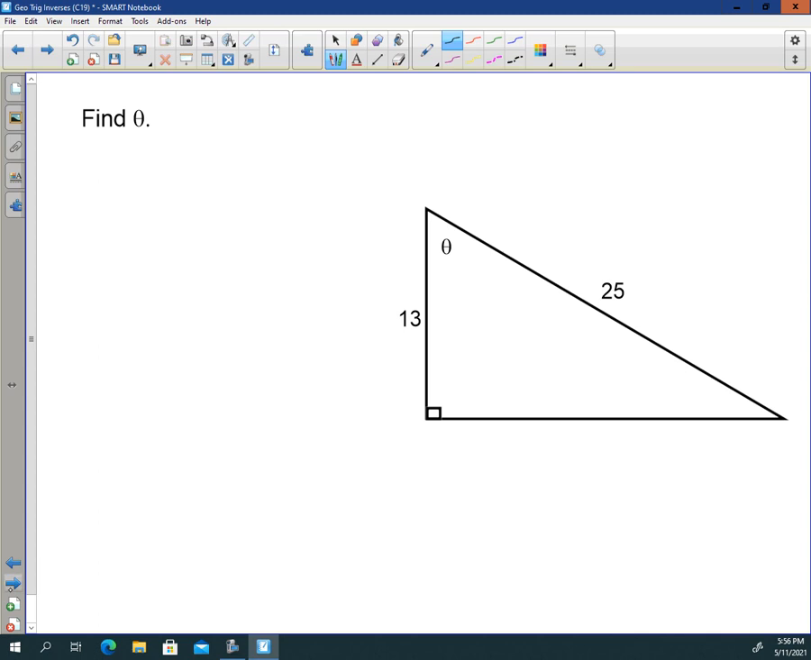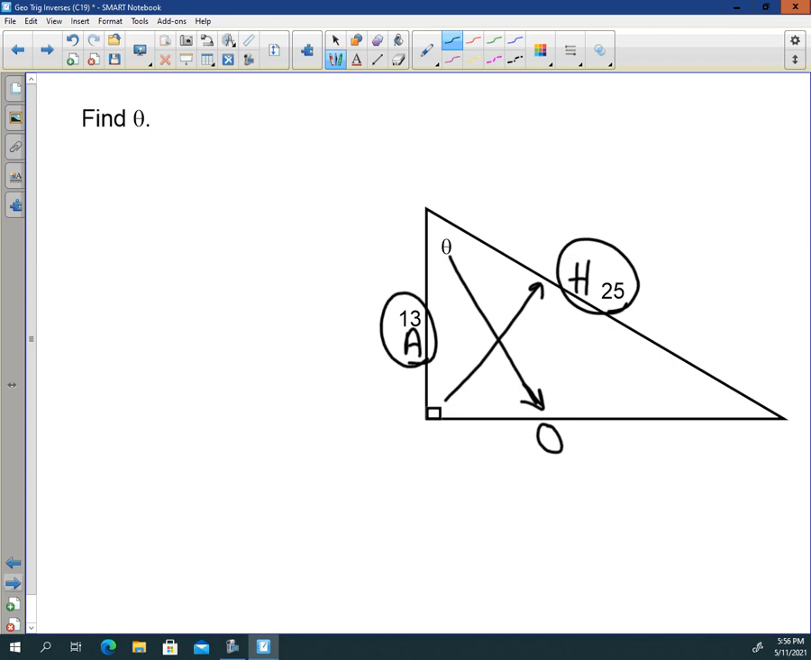The next thing to do is to label those sides. Well, across from theta is the opposite. Across from the 90 degrees is the hypotenuse, and the adjacent is the other side. We have the adjacent, we have the hypotenuse, and that's going to help us pick the right trig ratio. There's sine, cosine, and tangent, remembered by SOH CAH TOA. All right, so we have an adjacent, we have a hypotenuse. It looks like we're going to use the cosine this time.